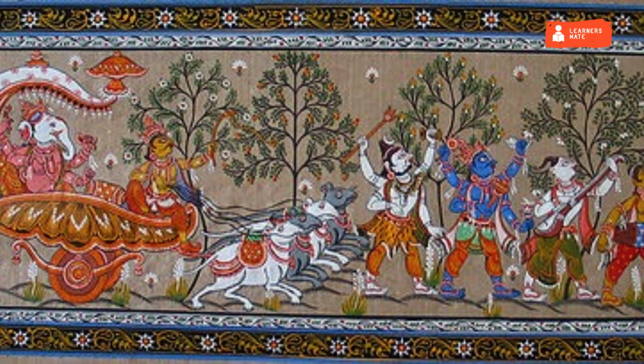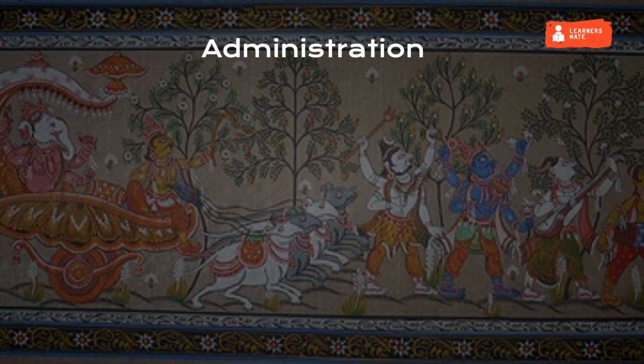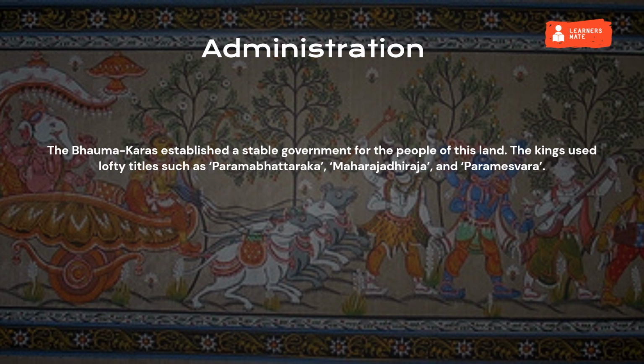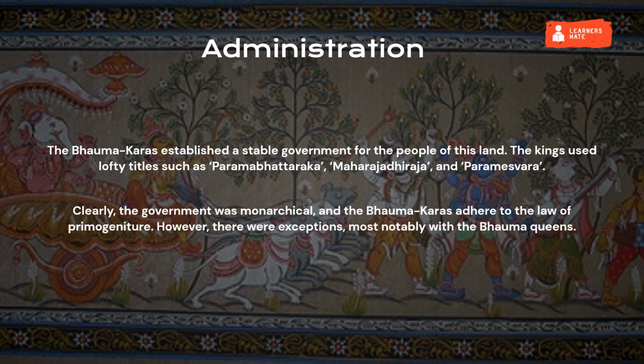The administration of the Bhaumakaras. The Bhaumakaras established a stable government for the people of this land. The kings used lofty titles such as Parmbhataraka, Maharajadhiraja, and Parmeswar. Clearly, the government was monarchical, and the Bhaumakaras adhered to the law of primogeniture. However, there were exceptions, most notably with the Bhauma queens.